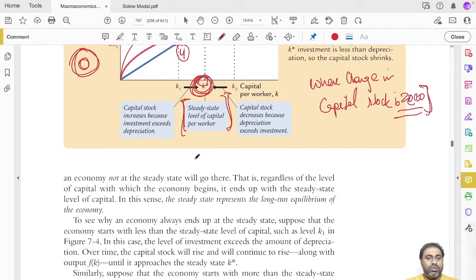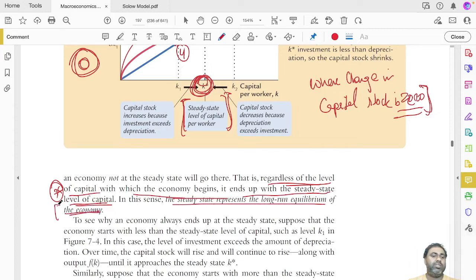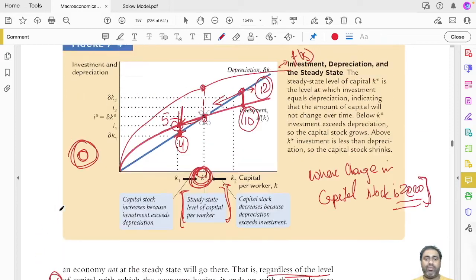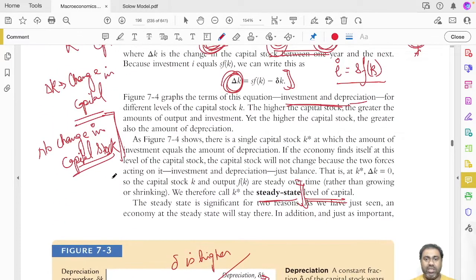Okay. So this is one of the most important contributions of the Solow model. That is, regardless of the level of capital with which the economy begins, it ends up with the steady state level of capital. And since the steady state represents the long run equilibrium of the economy, this represents the long run equilibrium of the economy. So this shows that there is a single capital stock. There is no other point in the whole range where you will get a different K star.